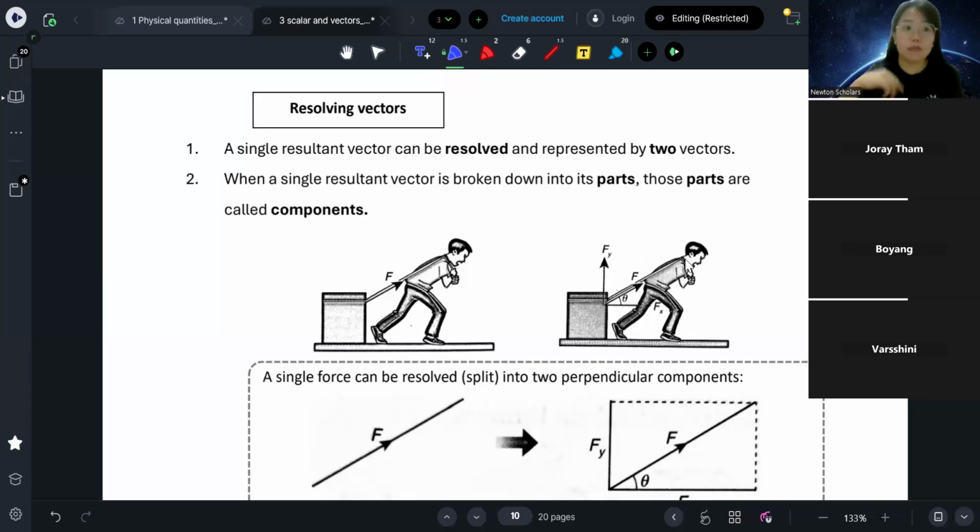Resolution. Just now was finding the resultant. Resultant means that we have more than one, then we use some method to find the single vector. But now resolution of forces is actually we split up. Just now we combined to get one. Now from the one, we split up. Resolve means split out. We split into two vectors, and these two vectors will be 90 degrees to each other.